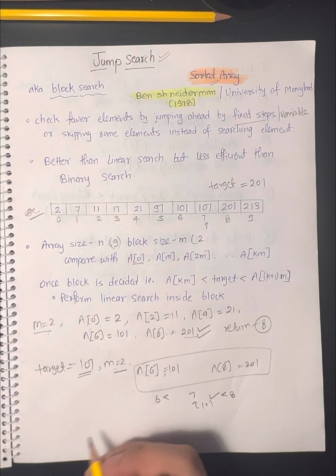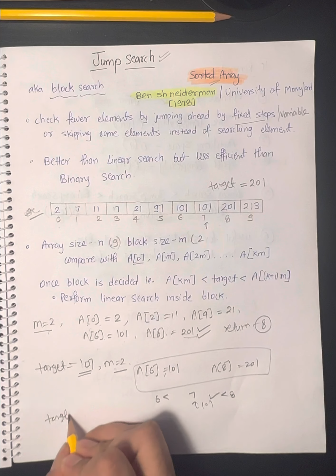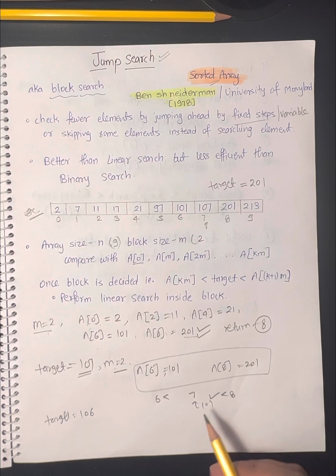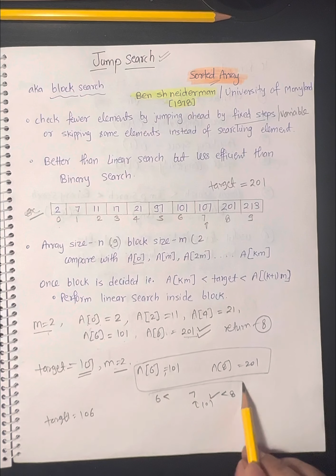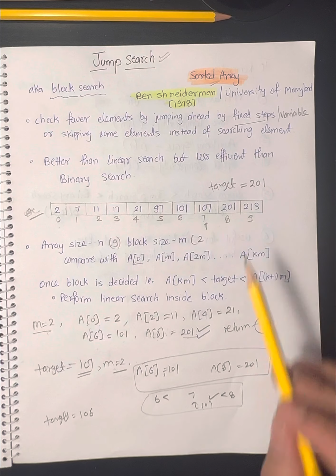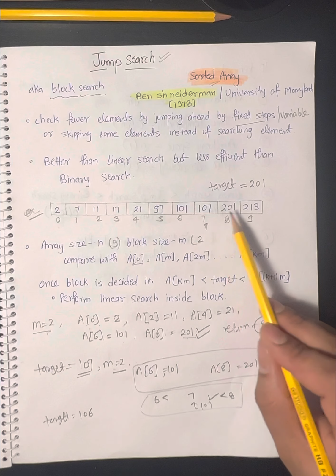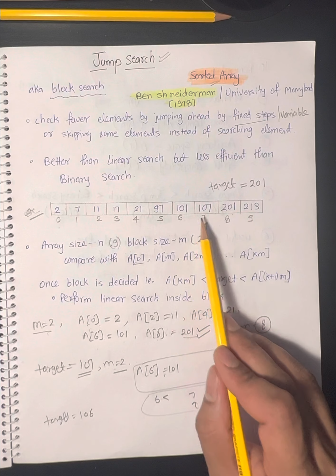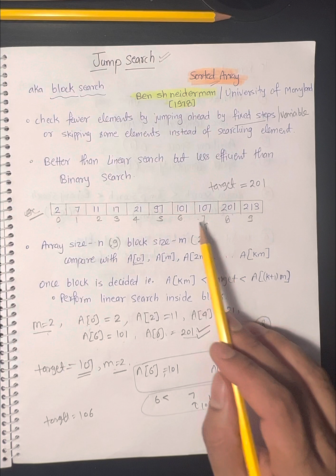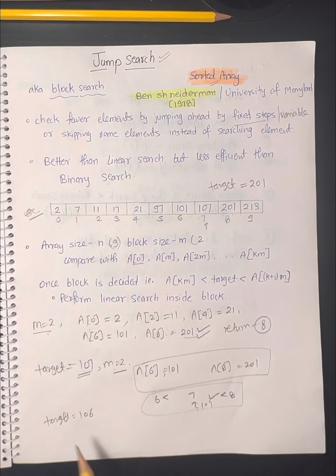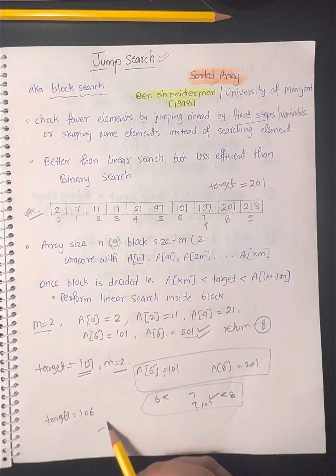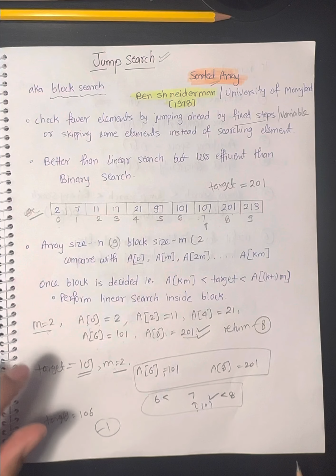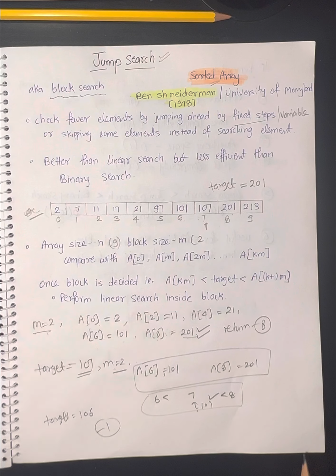But what if we were looking for the target 106? In that case, we get the block 6 to 8, since 106 is less than 201, so it must be between 6 and 8. Then we check 6 to 8 one by one. Basically we check 7, and then 8. Okay, 107, it's not 106, so we return -1, we did not find the element. Okay, what if we keep m equal to, let's say, 4?